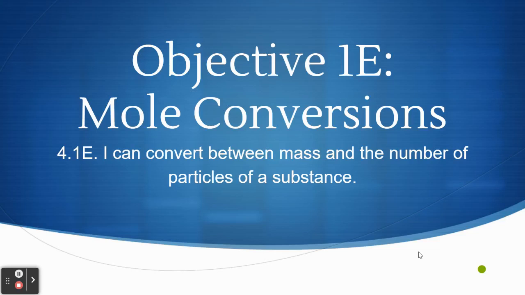Hello, this is Mrs. Decker, and in this video, I'm going to go over 4.1e on converting between mass and the number of particles of a substance. So these are two-step calculations. You'll either be given the mass of a substance and need to find the number of molecules, or the number of molecules and need to find the mass. Both of those conversions will need to go through moles first. That's why we say they're two-step conversions.